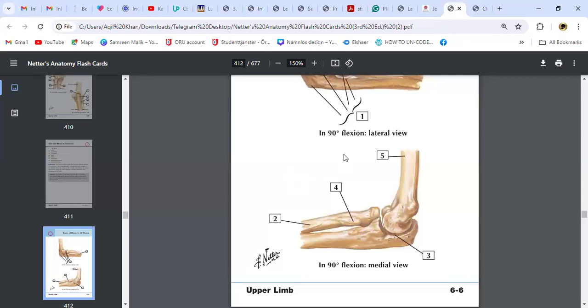Up to 2 was there. This again is the same 2. This is again in 90-degree flexion, medial view. That was the lateral view, so if that is the lateral view, this has to be the medial view. Medial view is towards the body. So this is number 3. What is number 3? Number 4.